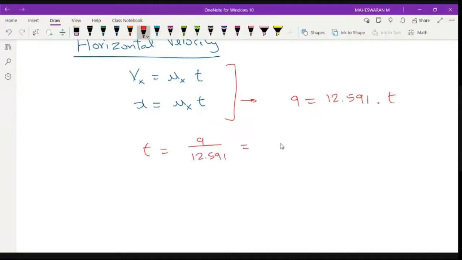0.714 seconds. This is the time taken for crossing this 9 meter. Okay, now we'll go for the next step, which is vertical velocity.